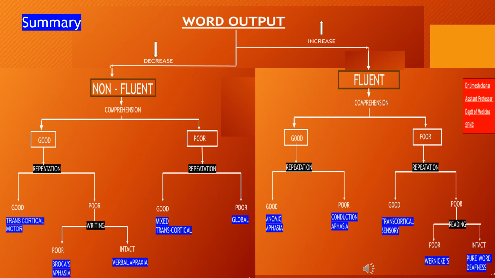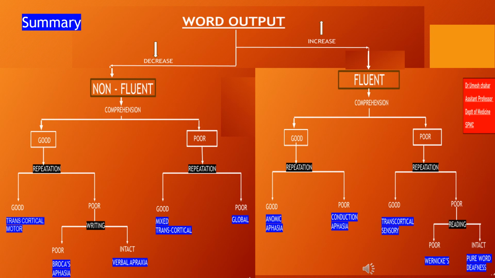If the patient is having decreased word output, his comprehension is good, writing is intact, and the repetition is poor, then it comes under verbal apraxia. Then comes mixed transcortical aphasia, in which the patient is having decreased word output, his comprehension is poor, but his repetition is good. If the patient falls under the category of global aphasia, his word output is decreased, his comprehension is poor, and his repetition is also poor.